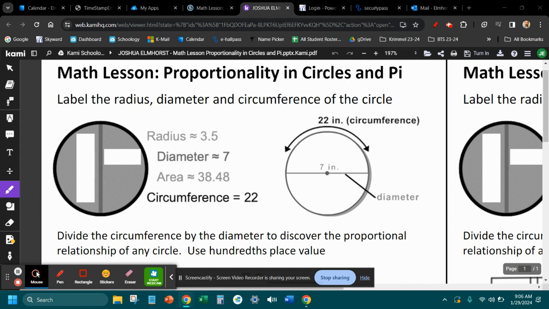This is Mr. Elmhorst with an accelerated math lesson on proportionality in circles and pi. Earlier in the year, we looked at ratios and proportions, and proportionality is based on factors and multiplication. So within circles, there's a relationship that has been called pi, but the relationship comes to the ratio of the circumference over the diameter.